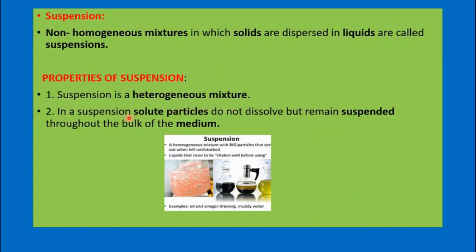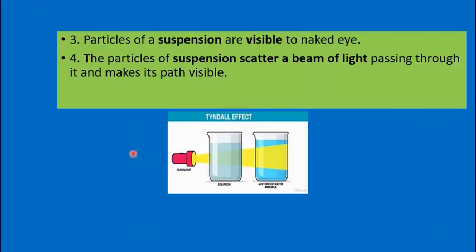In a suspension, the solute particles do not dissolve but remain suspended throughout the bulk of the medium. You can see some examples here. They will just be present in the solution and will not settle down. That is known as a suspension. Then, like oil in water, you can see it will be suspended, floating on top. The particles of a suspension are visible to the naked eye. You can see it clearly.